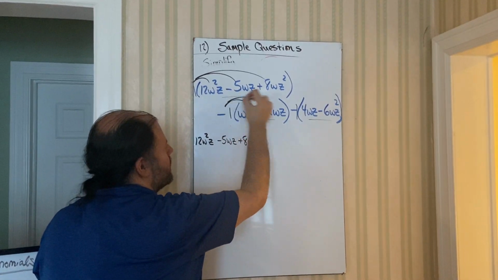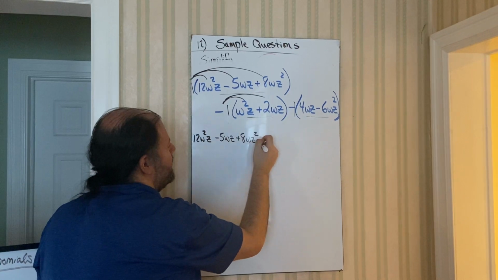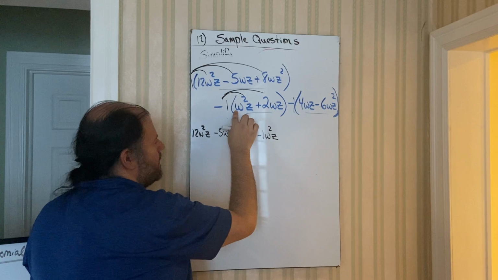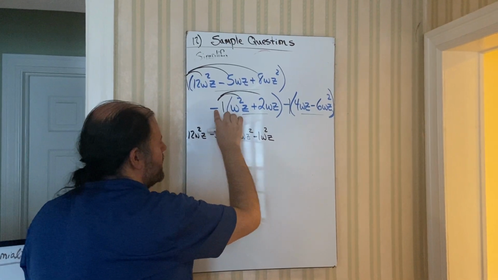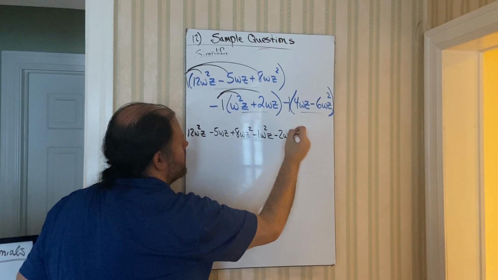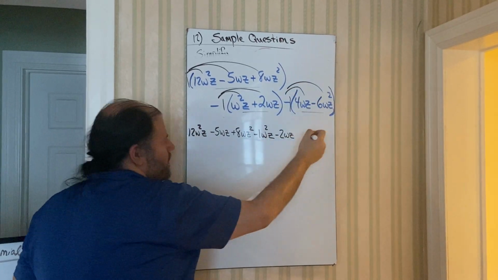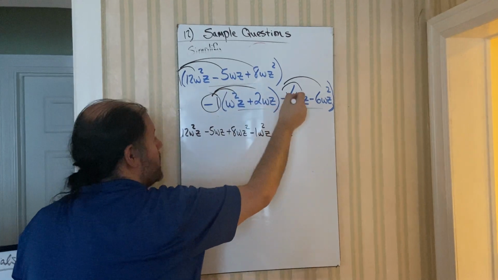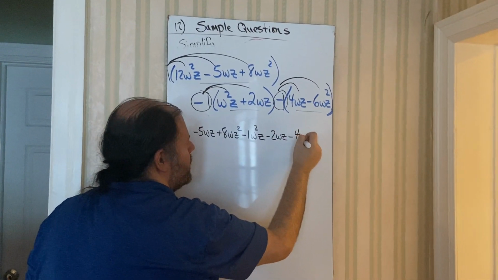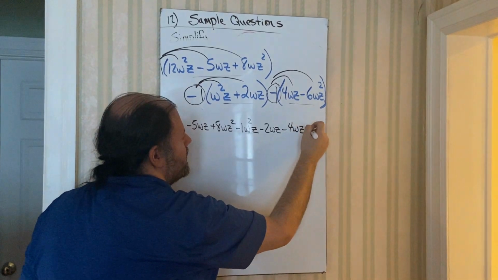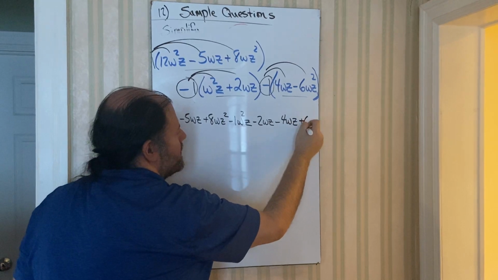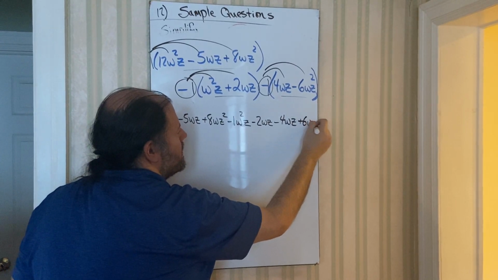Now when I distribute a negative 1 here, this becomes negative 1w squared z. See how it was positive? Now it becomes negative. Negative 1 times negative 2 becomes negative 2wz. And now when I distribute this negative 1, because remember I'm distributing the number and its sign. Always distribute that sign. You get negative 4wz, and then positive, because remember negative times negative is positive, 6wz squared.